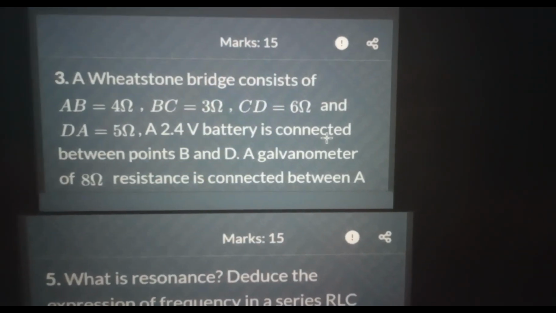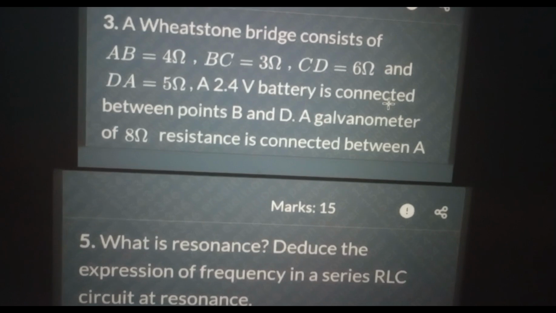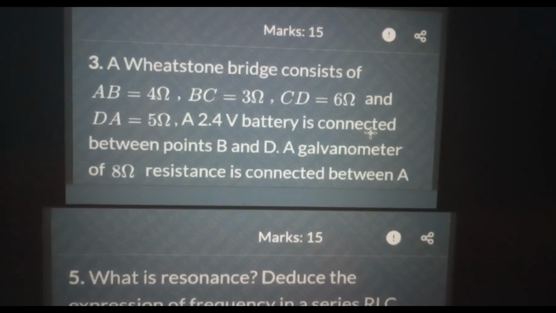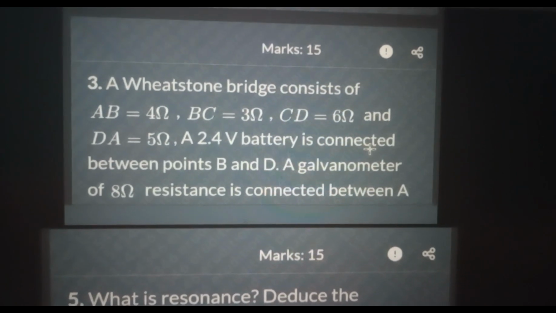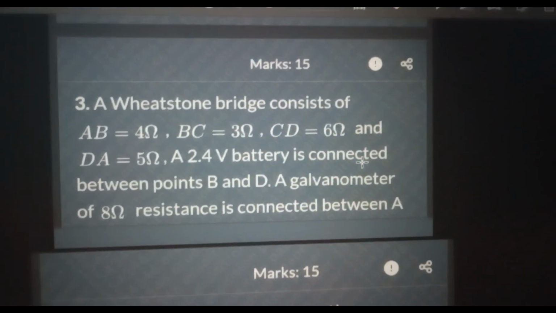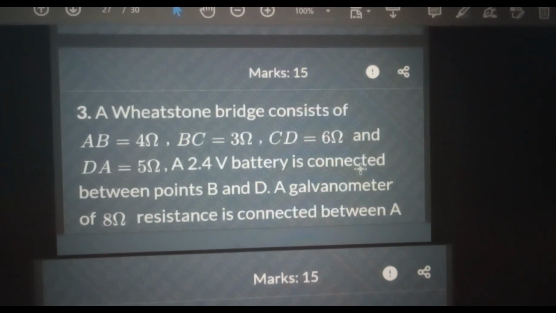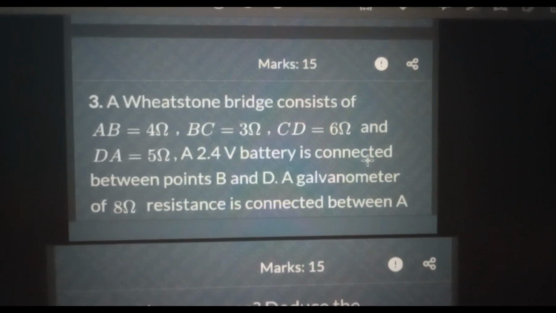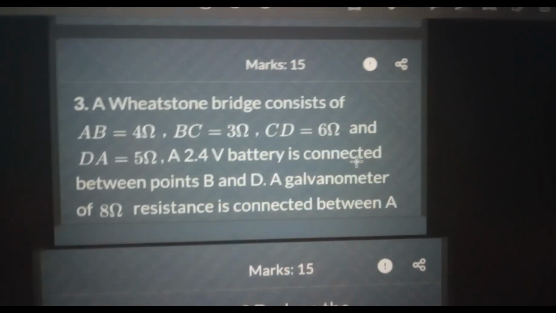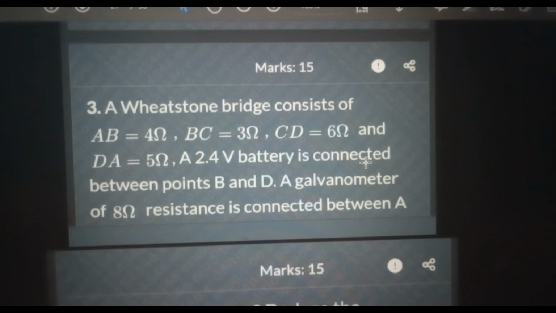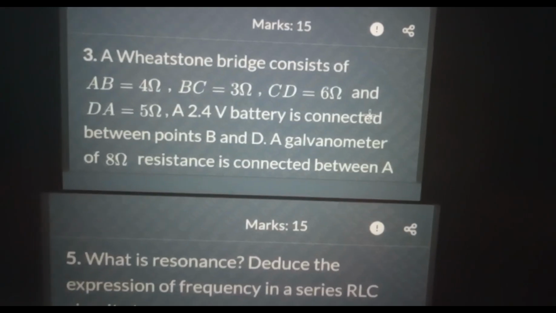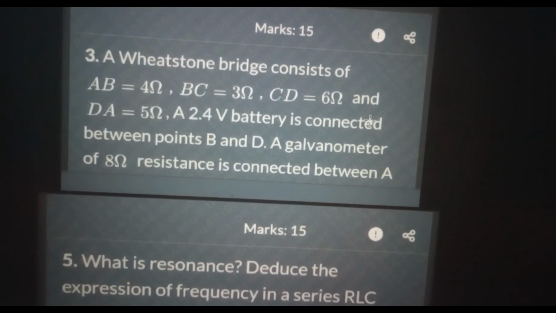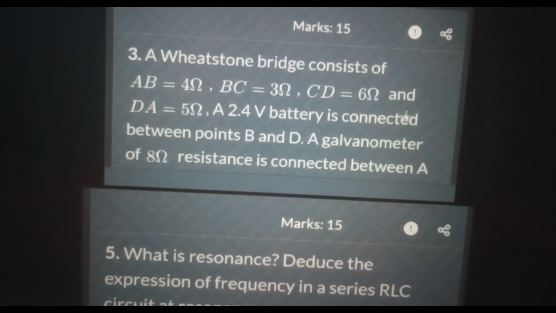Optional question number 3. A Wheatstone bridge consists of AB = 4 ohm, BC = 3 ohm, CD = 6 ohm and DA = 5 ohm. A 2.4 volt battery is connected between points B and D. A galvanometer of 8 ohm resistance is connected between A and C. Using Thevenin's theorem, find the current through the galvanometer.